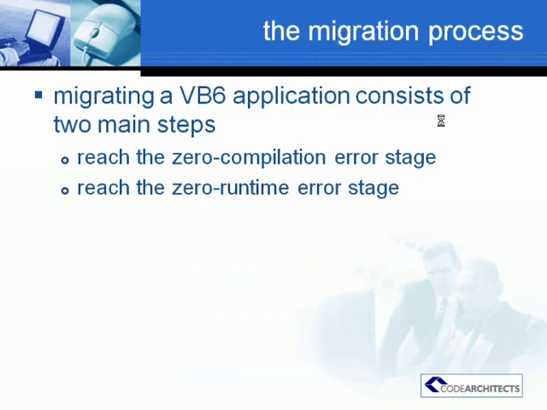So let's talk a little about the migration process. When you migrate a VB6 application, typically you have a couple of milestones. First, you want to reach the point where the application has no compilation errors. Once you reach this point, you can compile the application under VB.NET and test it. So the next milestone is when you reach the zero runtime error stage. At that point, you can claim that your conversion is completed.